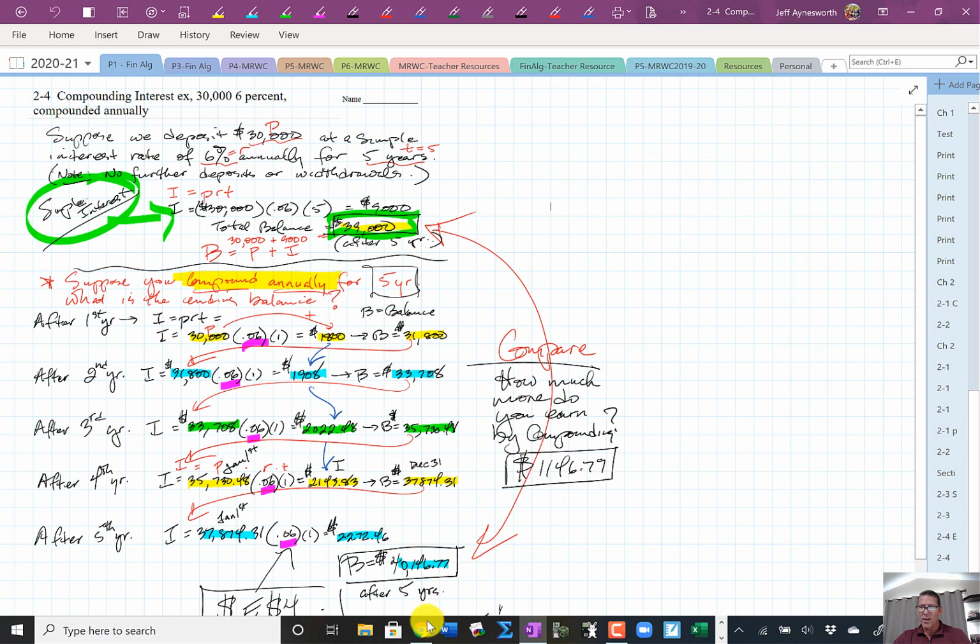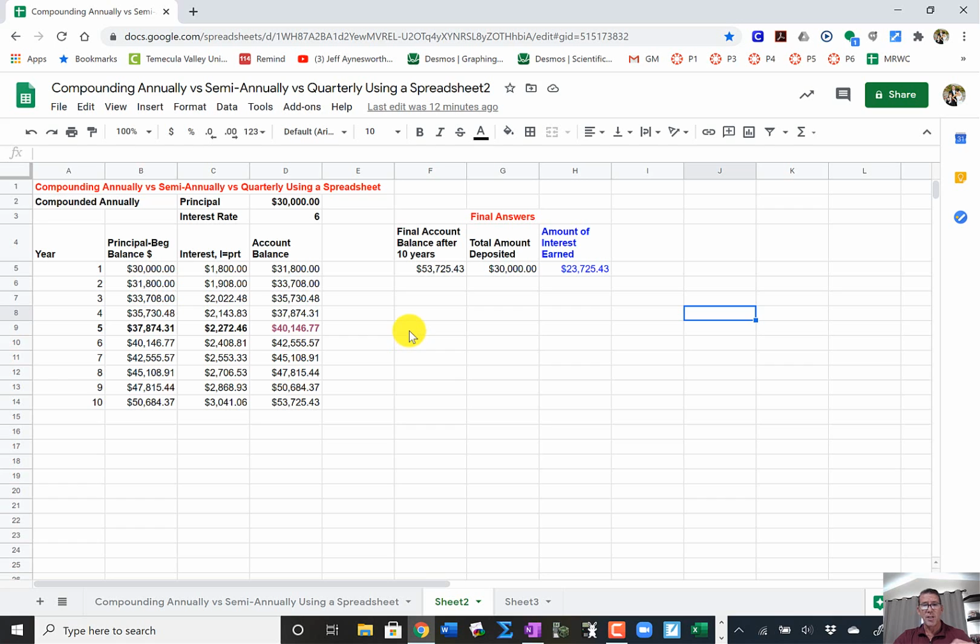And then I showed everybody how to do it in Google Sheets, which is basically the same as an Excel spreadsheet. And we found out that it is the same amount. After 5 years, this is year 5, just look at this row right here, we calculated the same amount. And I went through that in part 1. Well, in part 2, we want to compound semi-annually. And then in part 3, we'll do it quarterly, which means 4 times a year because there are 4 quarters per year.